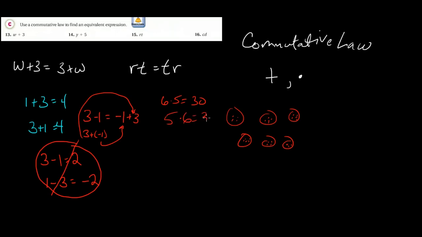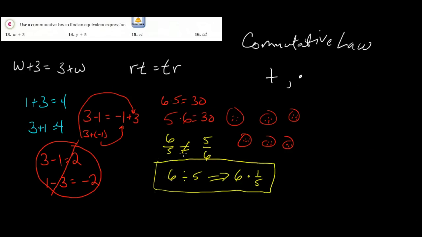That's also 30, right? And again, that doesn't work with division the same way as it does with multiplication, in that 6 divided by 5 is not the same as 5 divided by 6. They are, in fact, inverses of each other. It could work if I were to say 6 divided by 5 is the same thing as 6 times 1/5. This much is true, but this is not true. So that's the commutative law of algebra.